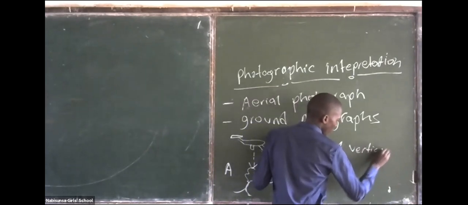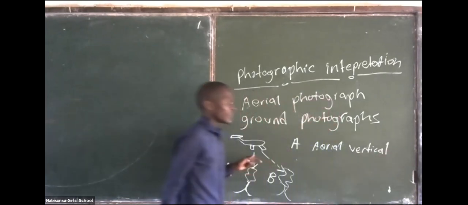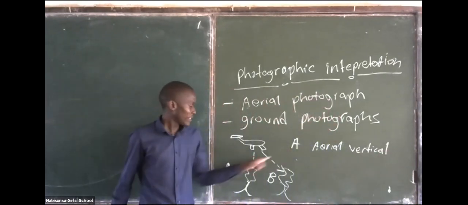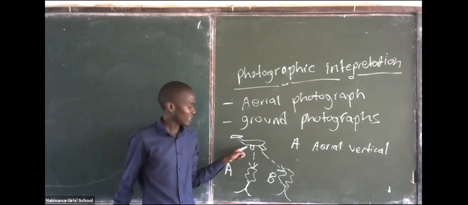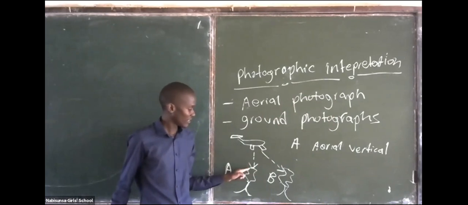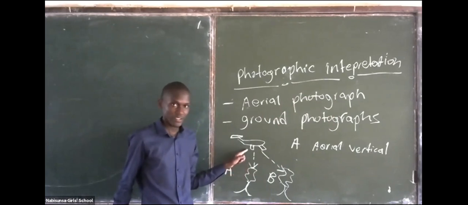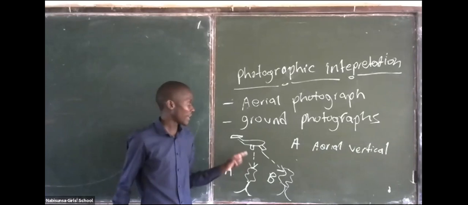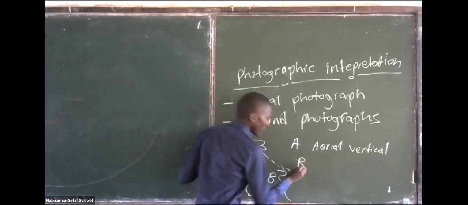The camera is directly above the what? Yes, the what? The photographer is what? The photographer is directly above the object taking the picture. Yeah. Then what about B?